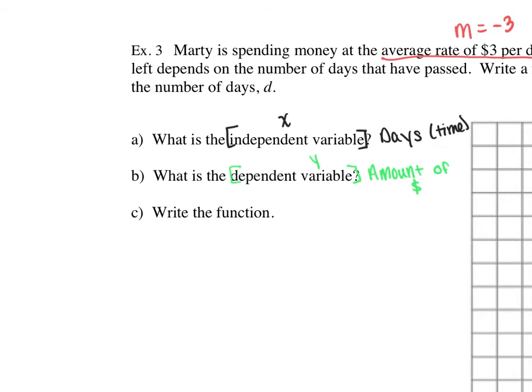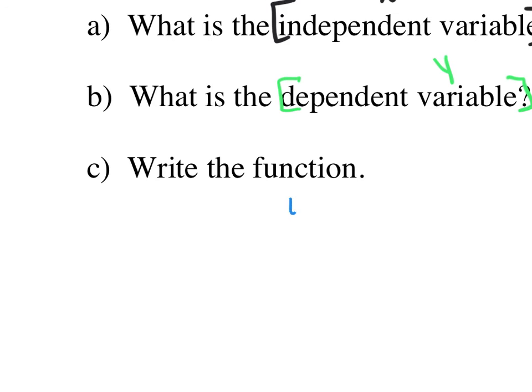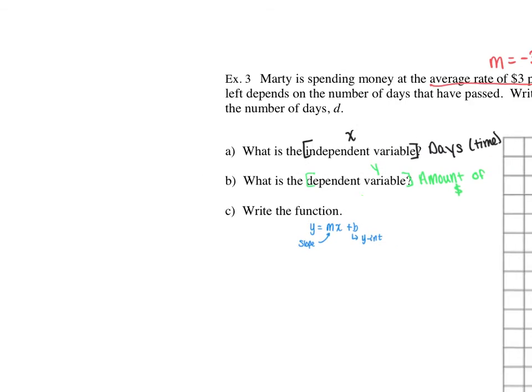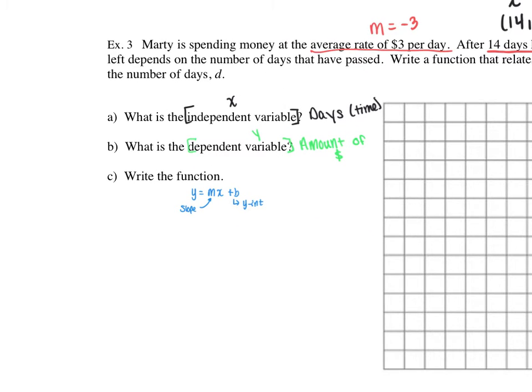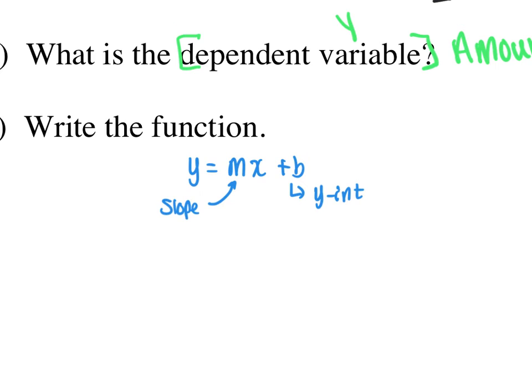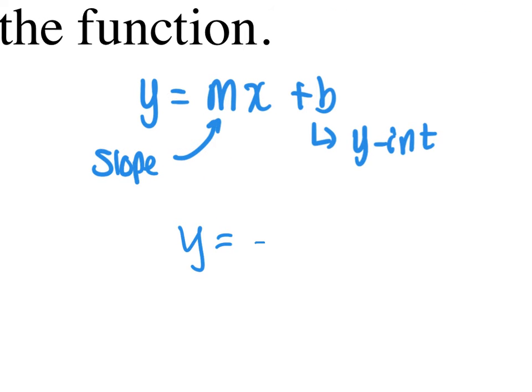Part C, we want to write the function. Well, we know equations or functions are written in the form y equals mx plus b for this unit, where m is our slope, and b is our y-intercept. So if I look in the question, we said our slope was negative 3 because remember, we're taking money out or spending money, so I'm losing money. So that's actually a negative thing. You don't want to lose money. So my equation is going to look like y equals negative 3x plus b. And I need to find my y-intercept, so I'm going to have to use some algebra to find my y-intercept. So I know that I have a point on this line. So I have 14, 68.